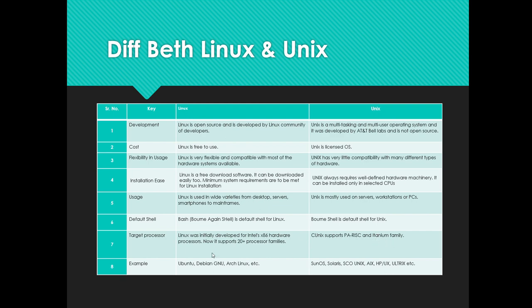Examples of Linux are Ubuntu, Debian GNU, Arch Linux, Kali Linux and Red Hat. Those are the flavors of Linux. From Unix, we have SunOS, Solaris, SCO Unix, AIX, HP-UX and Ultrix. These are the flavors of Unix. Out of these, we mostly use Ubuntu, Solaris and AIX most of the time.